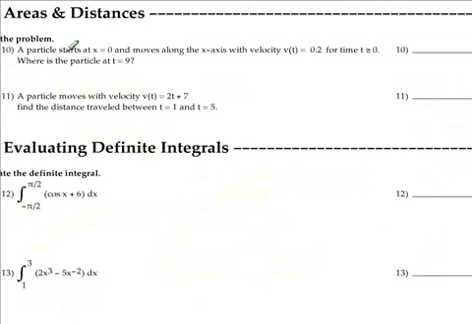A particle starts at x equals 0 and moves along the x-axis with a velocity of 0.2. Find the time t greater than or equal to 0 where the particle is at... Where is the particle at t equals 9? What do we get? 1.8. How'd you get that? Rate times time equals distance. We've got a rate of 0.2. We've got a time of 9. 9 times 0.2 is 1.8, whatever units. Done.